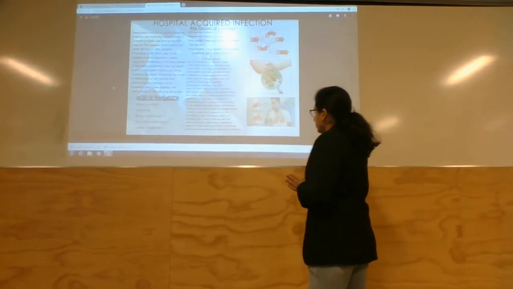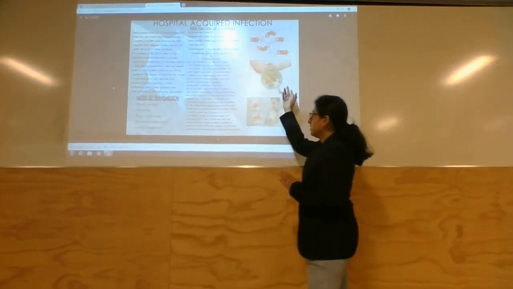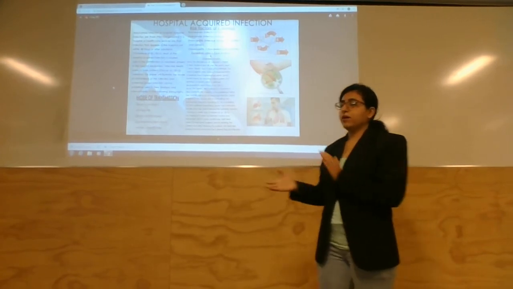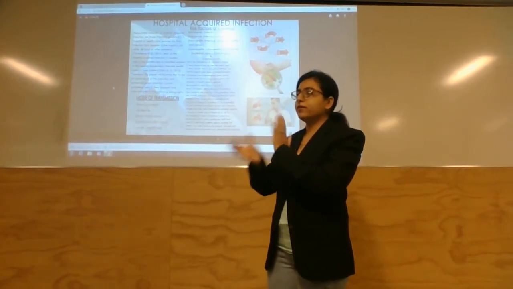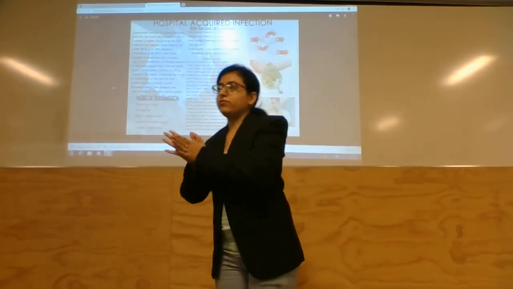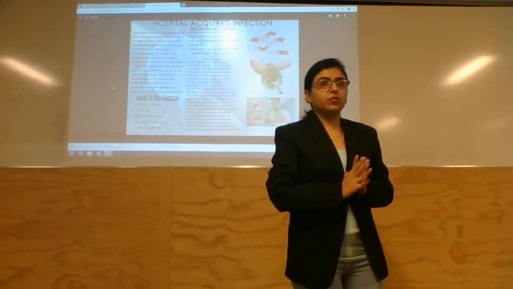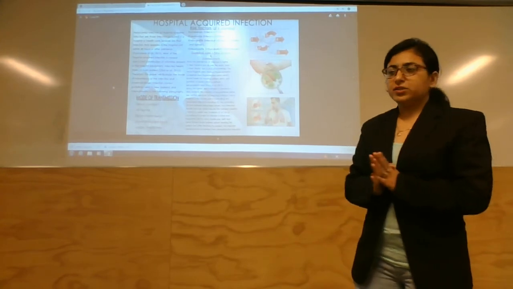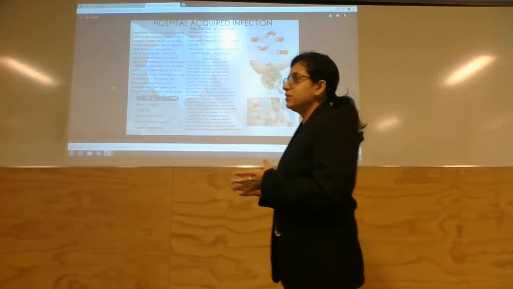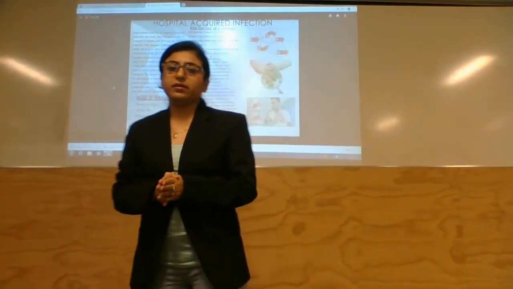Yes, so as we have discussed, hands are the direct contact for the transmission of infection. So hand hygiene plays a vital role in reducing the risk of infection in the areas.